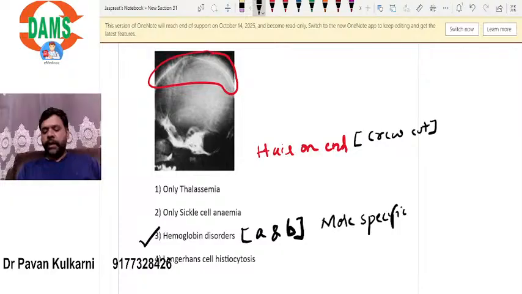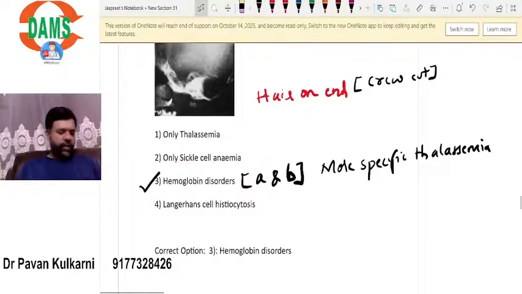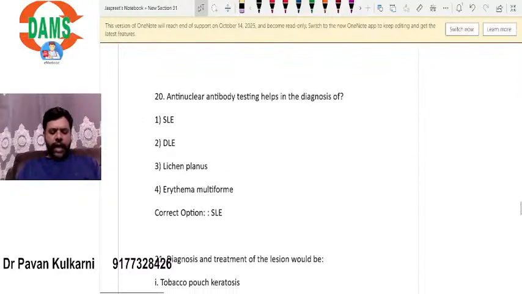Remember, bone involvement is usually more specific for thalassemia. Wherever radiographic features and bone involvement are there, they are more specific for this. So where both 1 and 2 are not given as an option, you have to go with hemoglobin disorders, because in thalassemia and sickle cell anemia the main problem is with the hemoglobin only. That is why they have given hemoglobinopathy or hemoglobin disorders.